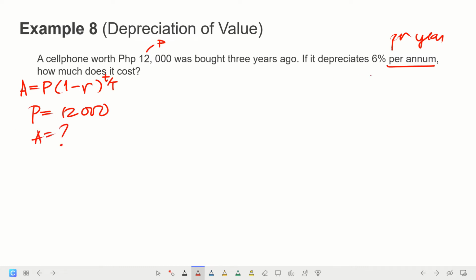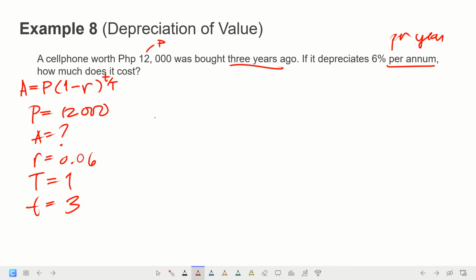So, if it depreciates 6% per annum, our rate is equal to 0.06, and our big letter T is equal to 1, because this is per year. How much does it cost? So, bought 3 years ago, so therefore, our T is 3 years.